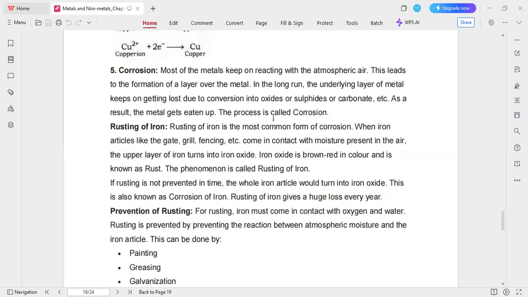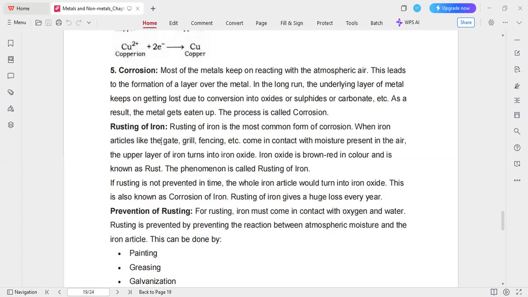So this process is called corrosion, or in simple words, the process by which the top layers of the metals are destroyed whenever they are exposed to air, moisture, acids, bases, salts, etc. is called corrosion. An example is rusting of iron. Rusting of iron is the most common form of corrosion.